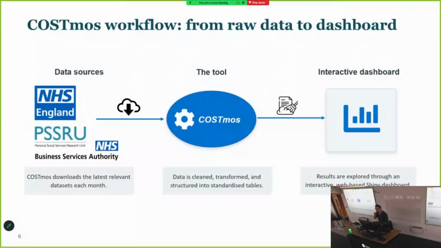So what COSTmos does is use data scraping functions to scrape the web for this information and download it into a GitHub server. Then, through a number of functions, it cleans the data and shows it as standardized tables. And finally, if you want, you can also access all these tables in the Shiny dashboard, which allows you to view this data and also download it.